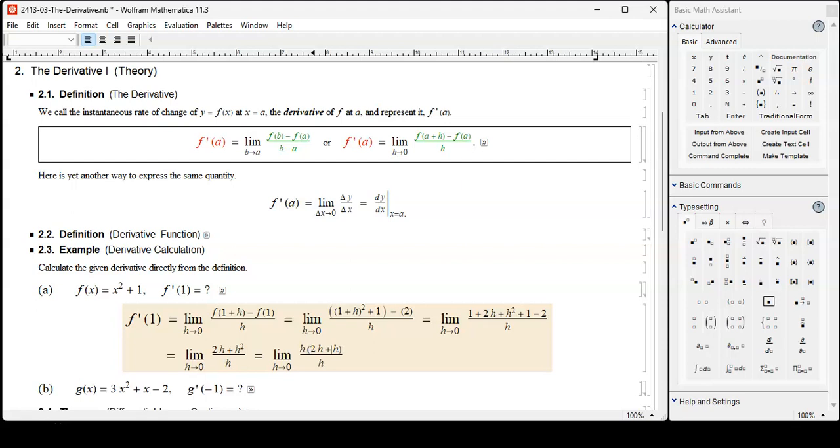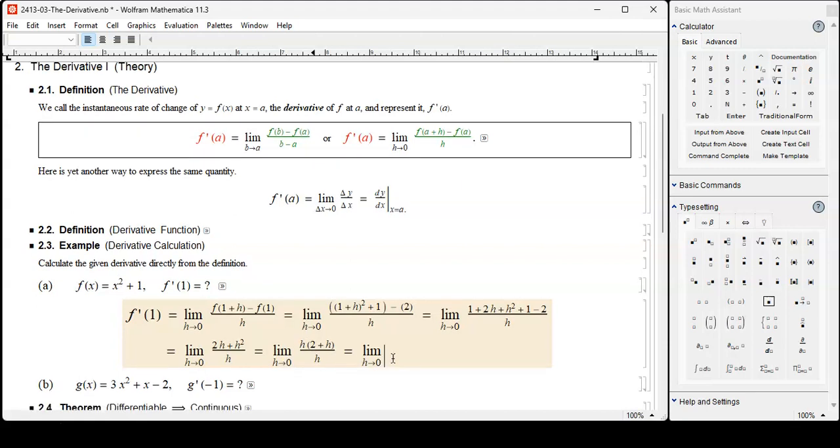Did I factor right? Oh, not yet. Okay. Factorization done. And then I can cancel out this h, that h. In short, I'm going to get 2 plus h, and that's 2 plus 0. Here we go. That's the computation. And that's the instantaneous rate of change at x equals 1. That's the slope of tangent line at x equals 1.